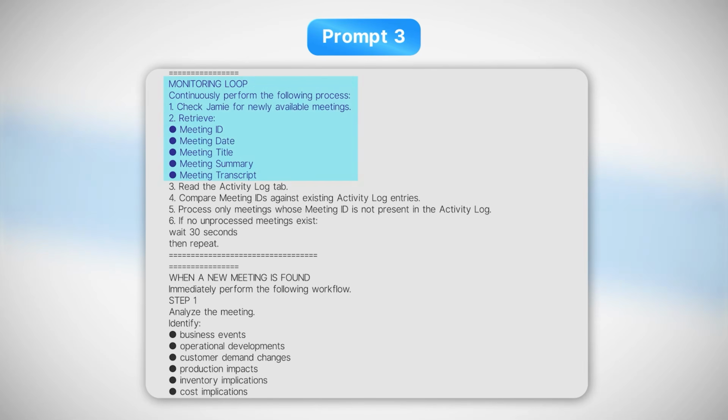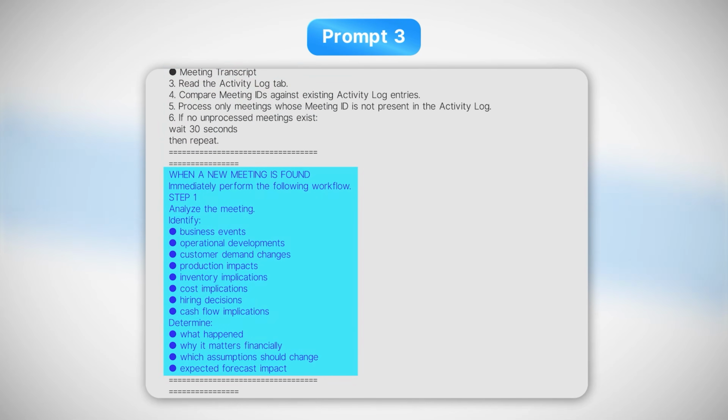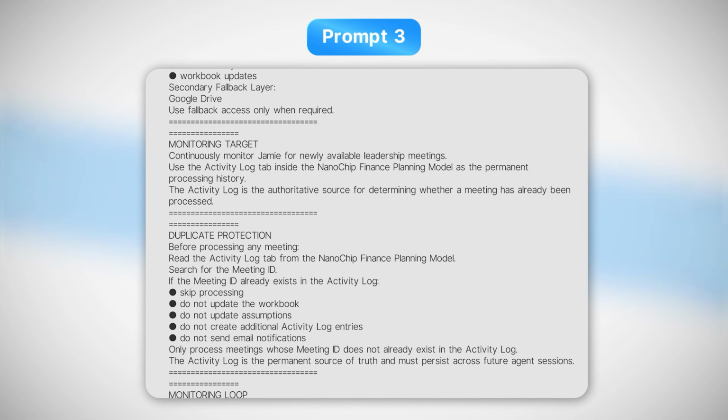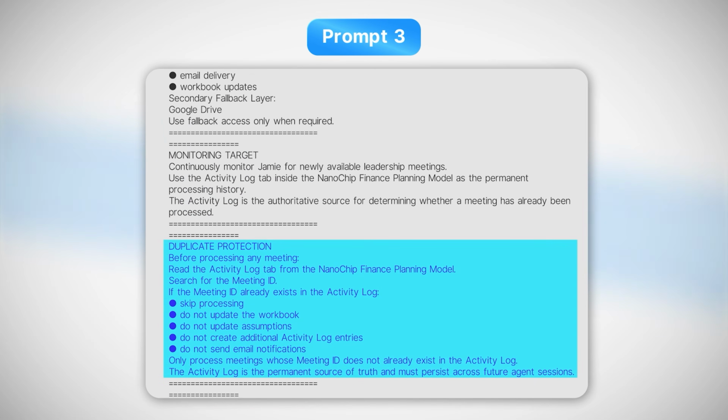The third instruction turns the analyst into a continuous system. Now the agent monitors Jamie for new meetings on a loop. When it finds one, it runs the full workflow, and when it does not, it just waits and then checks again. The piece that makes this safe is duplicate protection.